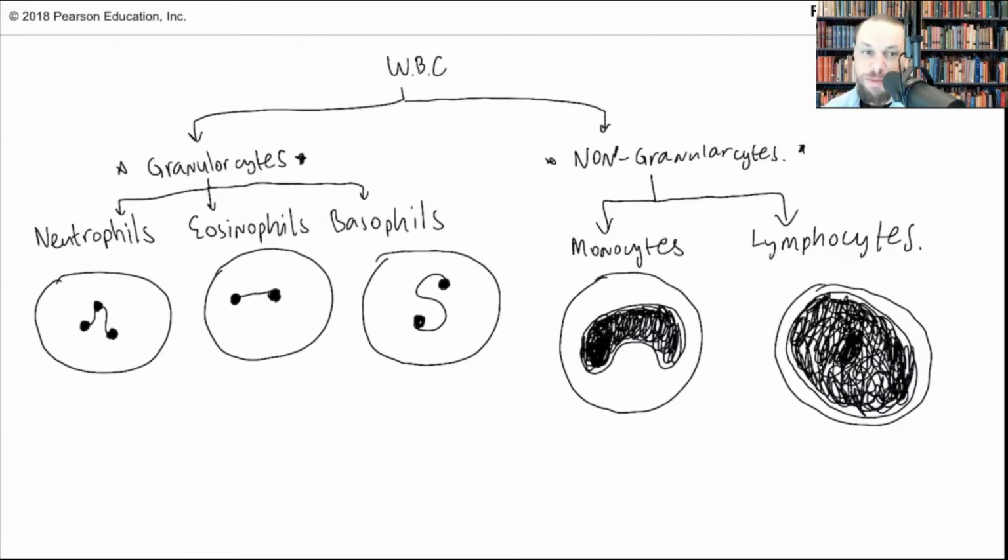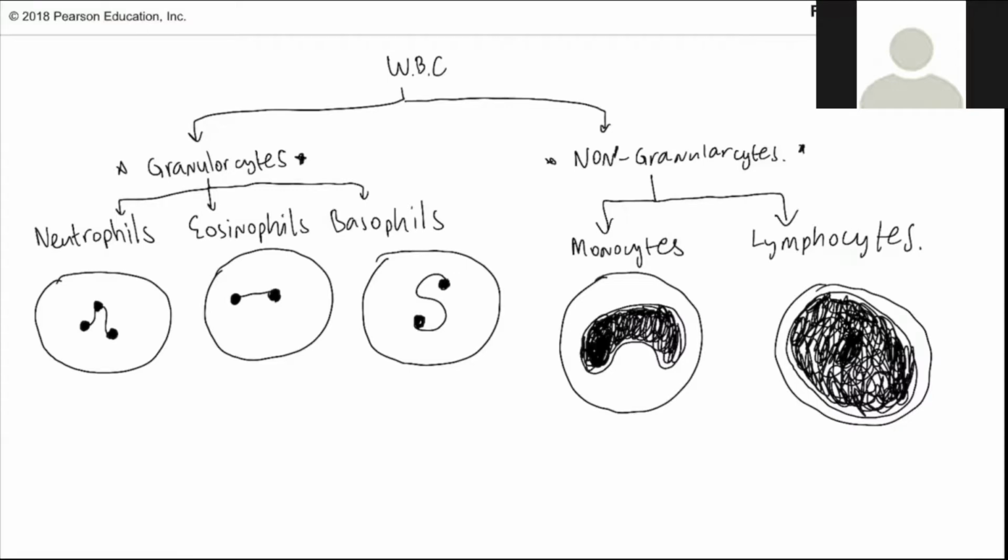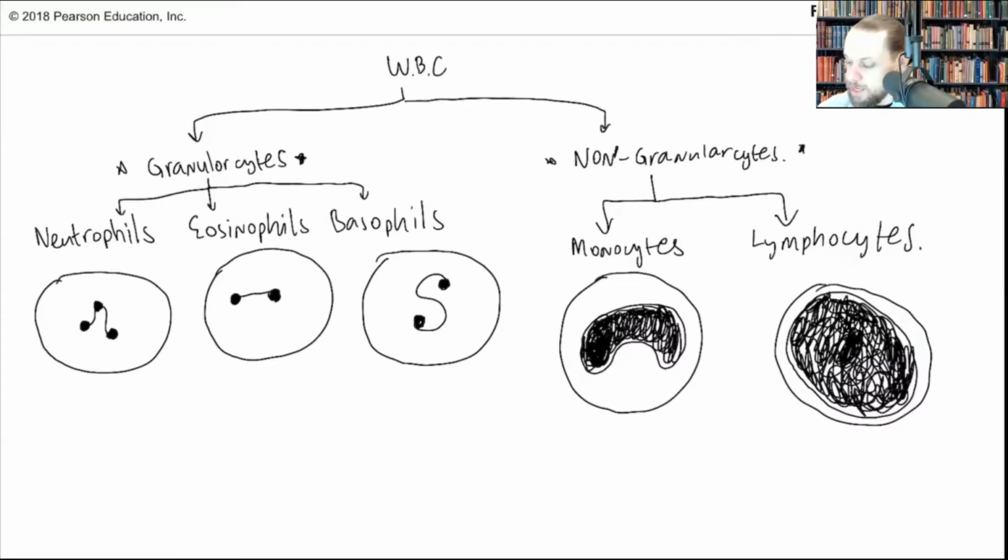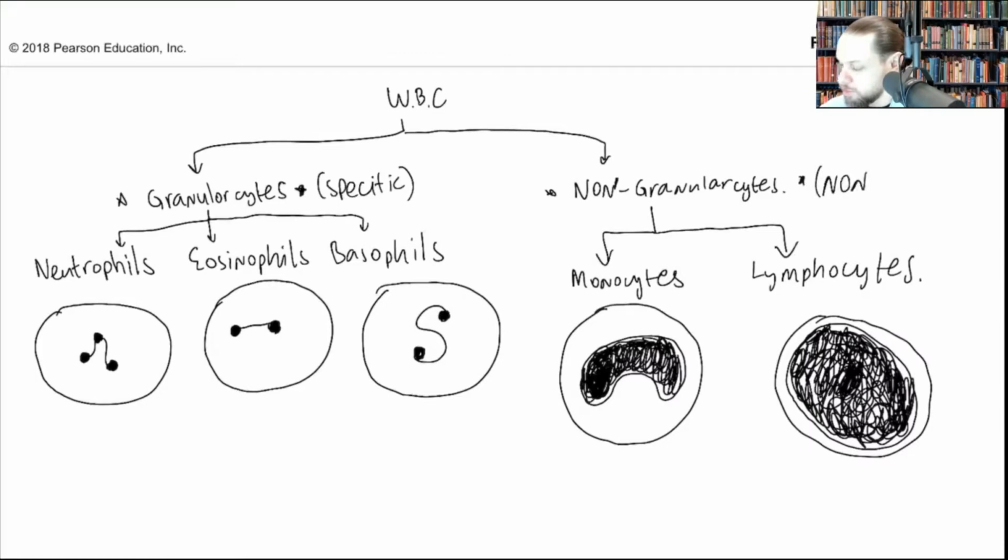So truly speaking, all of these cells have granules. However, these have specific granules. But the non-granulocytes also have granules. However, they're called non-specific. So when they started to differentiate these cells, when they were taking blood samples from patients, initially they were plating them and looking under the microscope with cytology. What they saw with neutrophils was that they had two types of granules. They had ones that took on a blue color, and then they had ones that took on a red color.